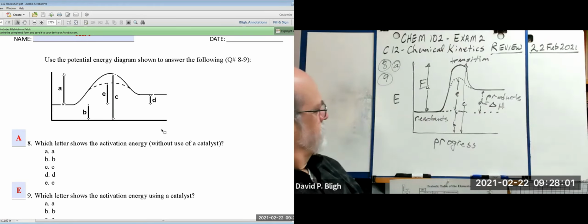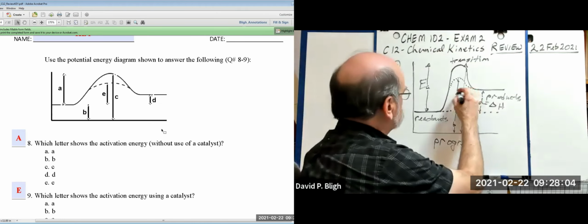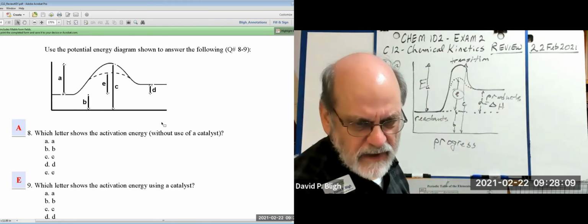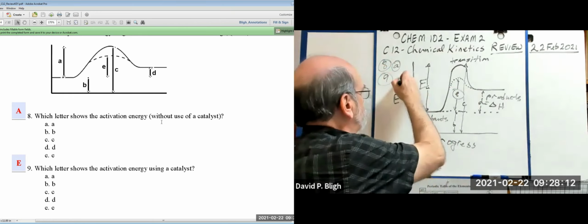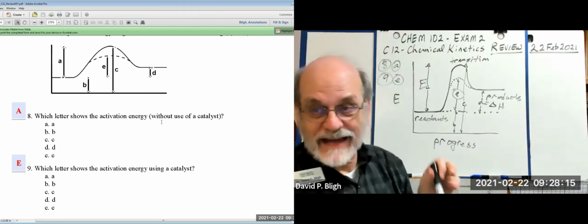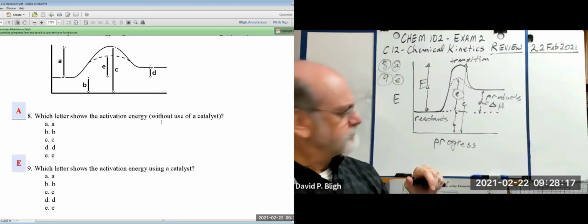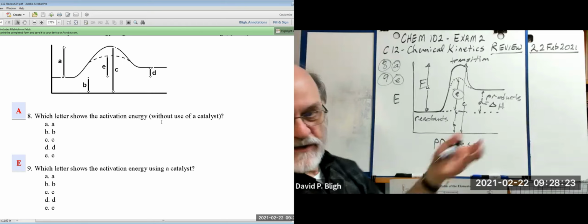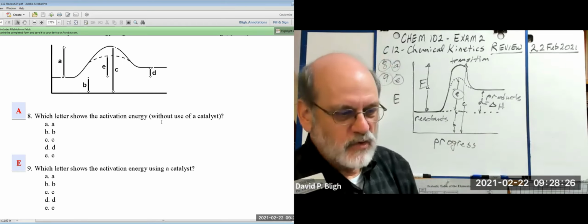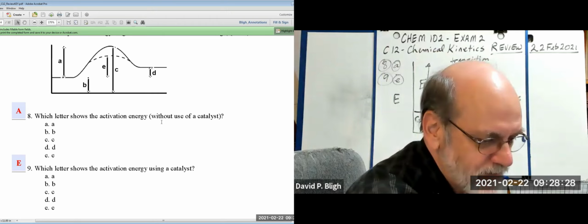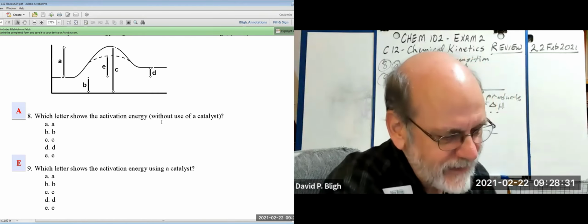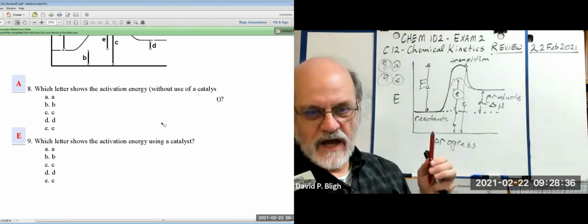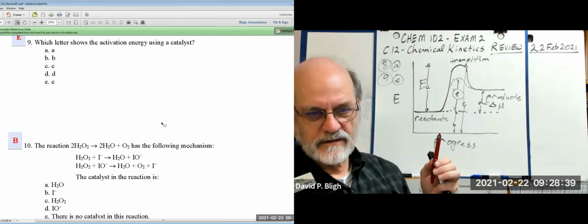Let's see, what else have we got? Well, this is the catalyzed, which would be number 9E. Okay, that's the catalyzed activation energy. The rest of them really aren't important, so we'll move on from there. Okay, let's do number 10, since we're on the topic of catalysts.